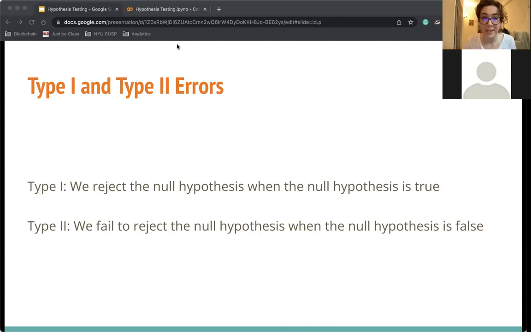So this would be a type 1 and type 2 error by definition, where type 1 is when we reject the null hypothesis when the null hypothesis was actually true. And type 2 is the opposite, where we fail to reject the null hypothesis when the null hypothesis is false.